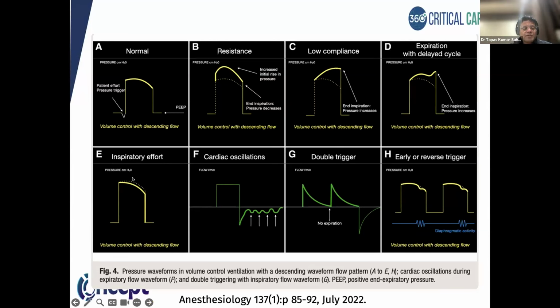Now, inspiratory effort would be like this. Cardiac oscillation, you will be getting this type of wave in the expiratory phase. So that is something that will be affecting the reverse triggering. Cardiac oscillation is one of the reasons for reverse triggering. Okay, early or reverse trigger, and there is a double trigger, that means no expiration is happening here. The patient is trying to breathe again before the expiration is complete. So you need to troubleshoot the triggers. This is sometimes a favorite question, but yes, it needs to be understood in the real context.